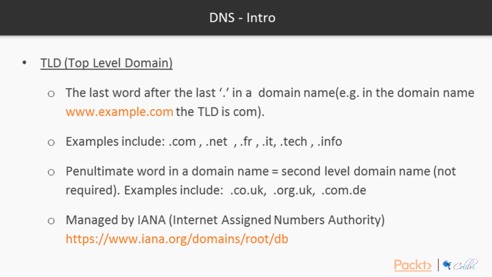The penultimate word in a domain name is the second-level domain name. This is not required, but some examples include .co.uk, .org.uk, .com.de. And TLDs, or top-level domains, are managed by the IANA, or the Internet Assigned Numbers Authority.